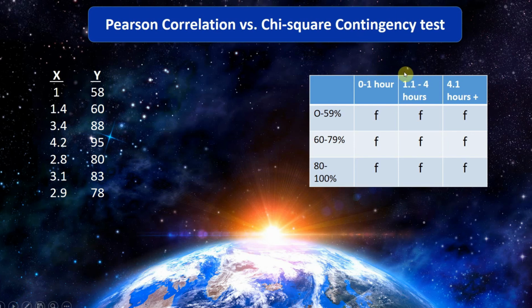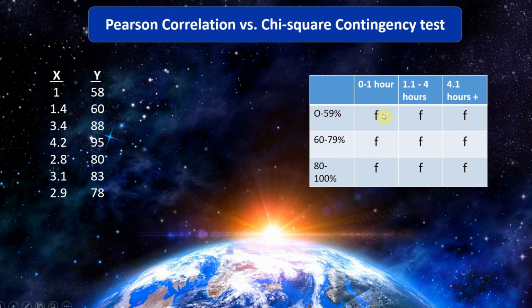Over here they are. We've taken people's study time and put them into one of three groups. So either 0 to 1 hour spent studying, 1.1 to 4 hours, 4.1 or more hours. See how the variable's been categorized? Same thing with test scores. Over here, test scores were not grouped. Over here they are. We group them 0 to 59, 60 to 79, 80 to 100. Now, importantly, with correlation, we look at scores. But now with chi-square, we're actually going to look at frequencies.